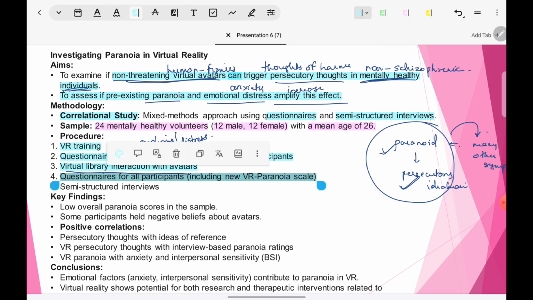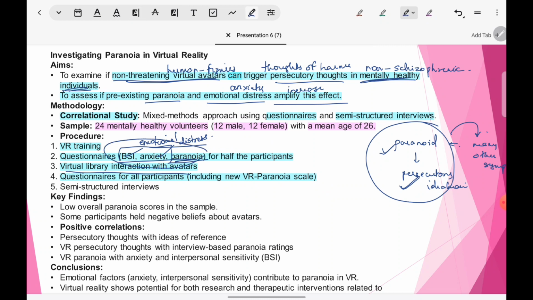After that, participants had to answer all those questionnaires which we saw previously. This time all participants had to answer the questionnaires. So those half who had answered earlier and the remaining half, they answered the BSI, anxiety and paranoia questionnaires. Besides that, all the participants had to answer a new VR paranoia scale. What we mean by this new scale is that the researchers have created this scale only for the purpose of this study. It was not a well-established measure of VR paranoia.